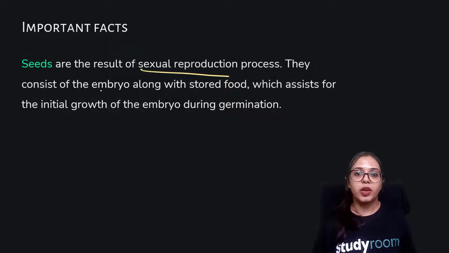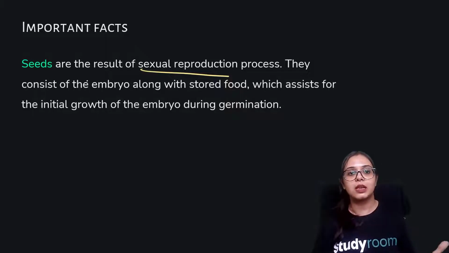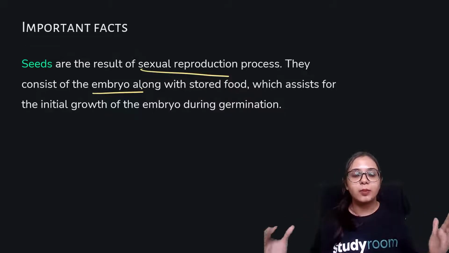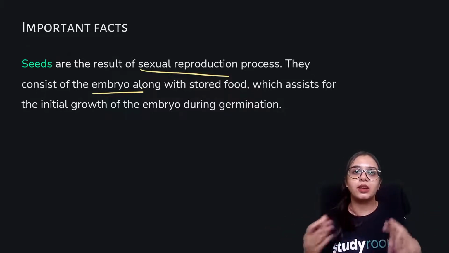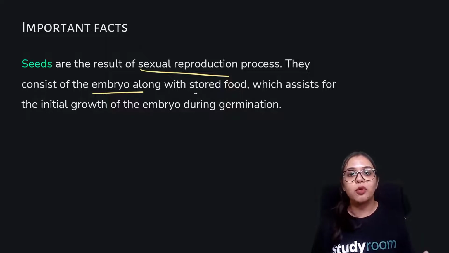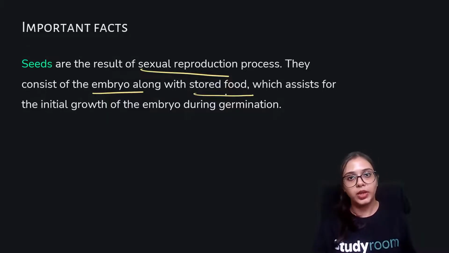These seeds consist of an embryo along with the stored food that the embryo may require for its initial subsistence, for its initial sustenance, and further on when this embryo will grow into the plant body, then the distinct body parts will be divided, and then it will be able to produce its own food. So this embryo exists with stored food which assists for the initial growth of the embryo during germination.